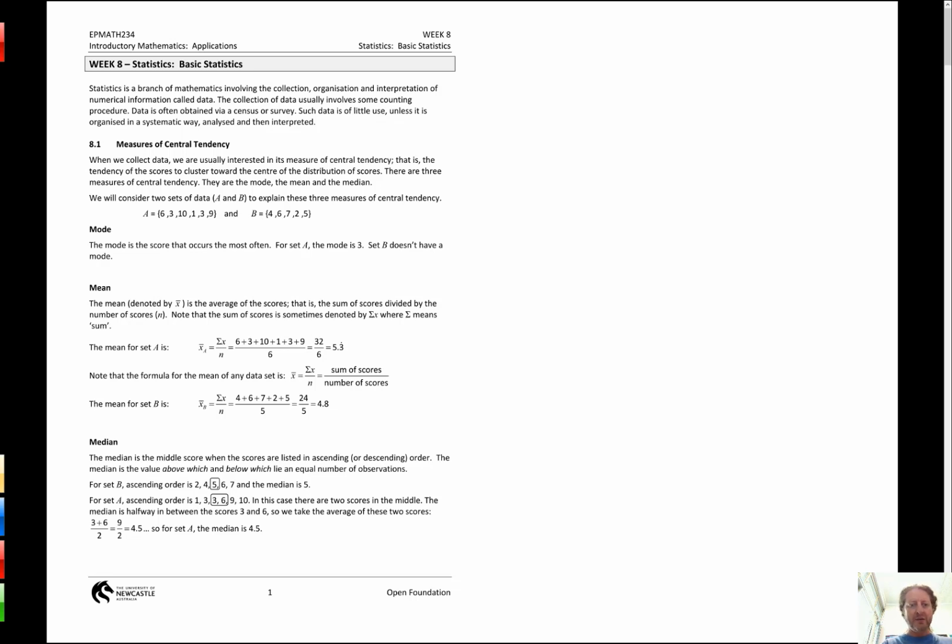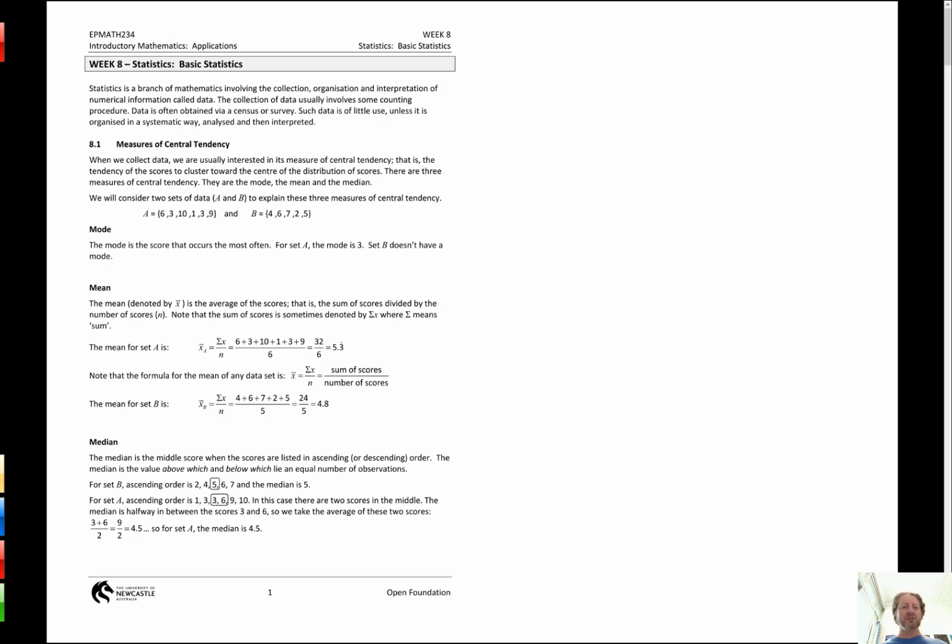We're talking about a data set A, which is just 6, 3, 10, 1, 3, 9, and data set B, which is 4, 6, 7, 2, 5. Okay, fair enough. Now the mode. The mode is the score that occurs most often. I've always thought of mode as in the word modern, fashion, popular, that sort of thing. It's the most popular, it's the most commonly occurring number.